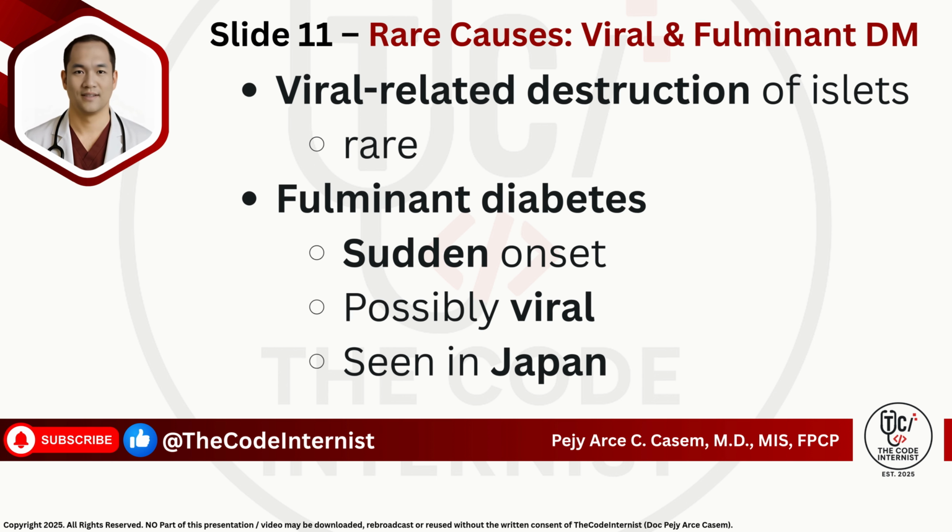Though very rare, some cases of diabetes can happen after a viral infection that damages the insulin-producing cells of the pancreas. A dramatic and sudden version of this is called fulminant diabetes. It's been observed in Japan and is believed to start quickly after a viral infection. This form doesn't follow the slow progression we see in usual type 1 diabetes.